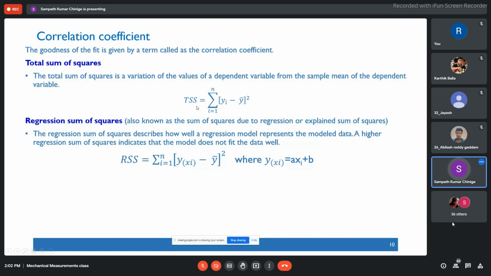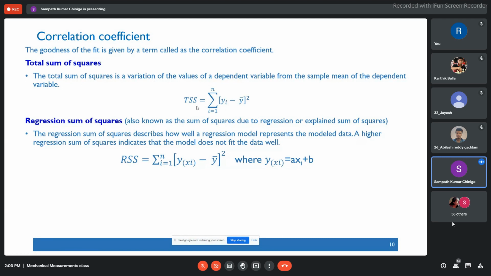Similarly, we also have the regression sum of squares, which is also known as the sum of squares due to regression or explained sum of squares. It tells you how well a regression model represents the measured or modeled data. What does it mean if it's a higher value? A higher regression sum of squares indicates that the model doesn't fit the data. Suppose this value RSS is pretty high, that means the deviation is pretty high. It has to be as low as possible. When it is very high, then you have a lot of error.